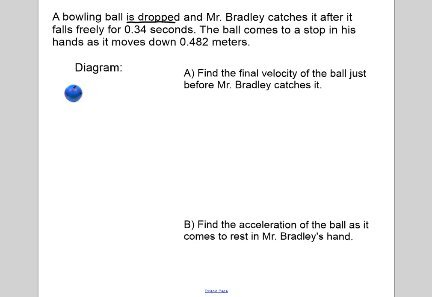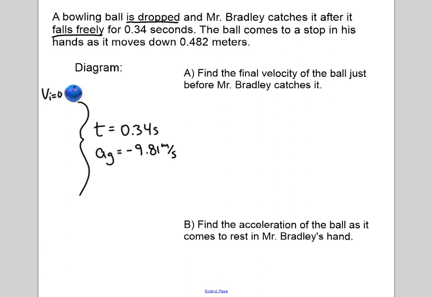Now, it says it's dropped. That means that VI of the ball is 0. Mr. Bradley catches it after it falls freely for 0.34 seconds. That means the 0.34 seconds isn't the time he's catching it, it's the time it's falling. So there is a period of time where the ball is falling, and that time is 0.34 seconds. Now, the fact that it is falling freely means it's under the influence of only gravity. Gravity causes an acceleration of negative 9.81 meters per second per second.